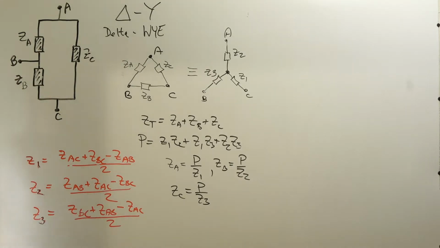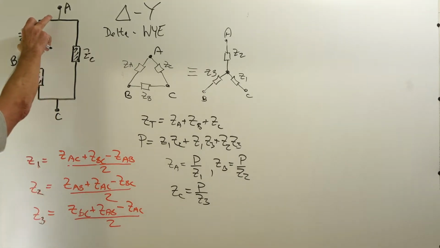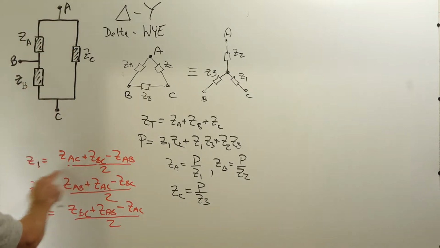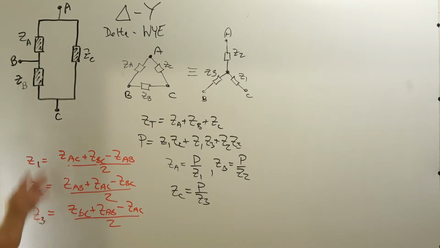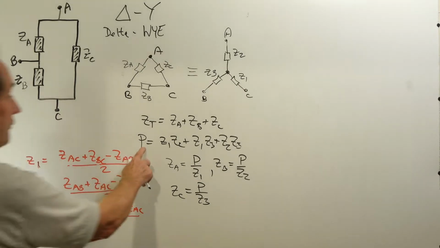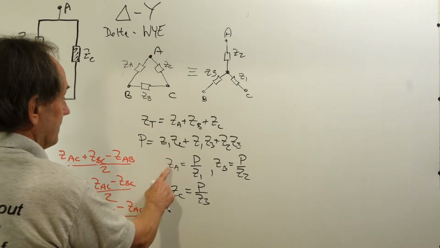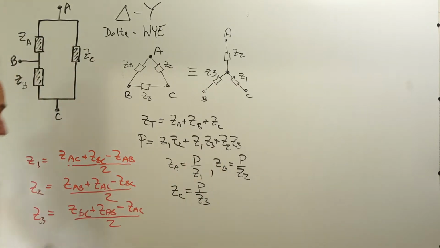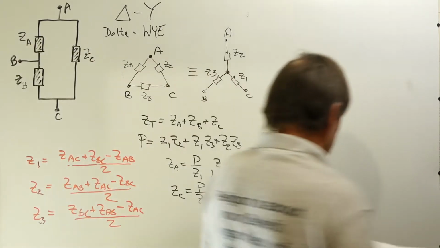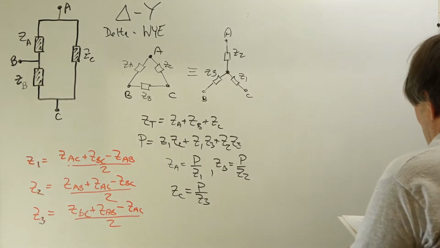Okay, so that's how we do it. We measure our node pairs of impedances, compute our Z1, Z2, Z3 with these equations. Once we have our Z1, Z2, Z3, we can compute our P, and then we can compute ZA, ZB, ZC using this relationship.